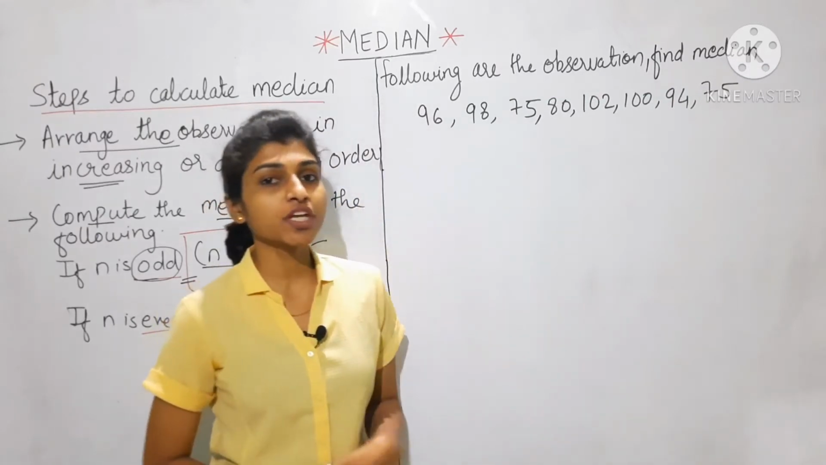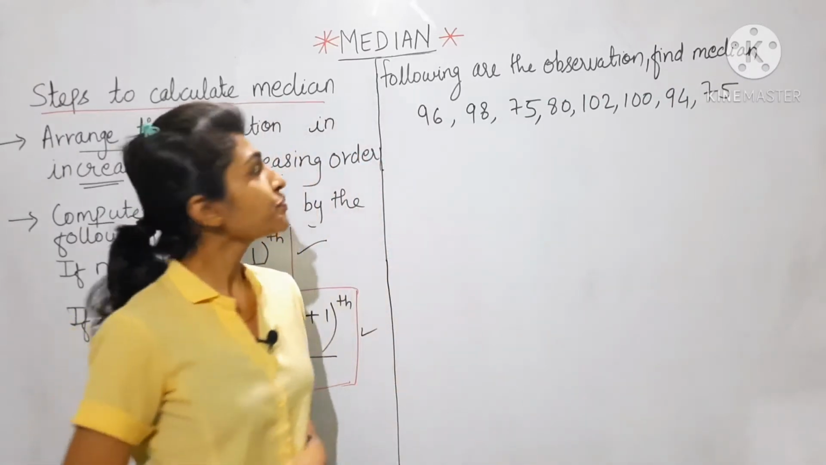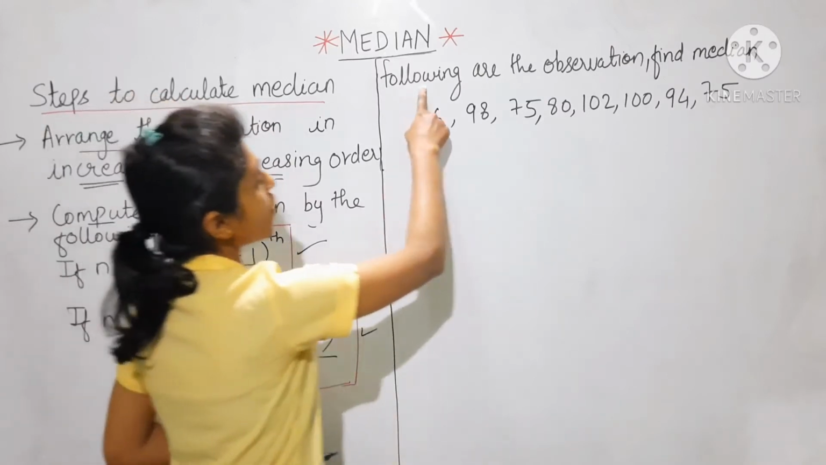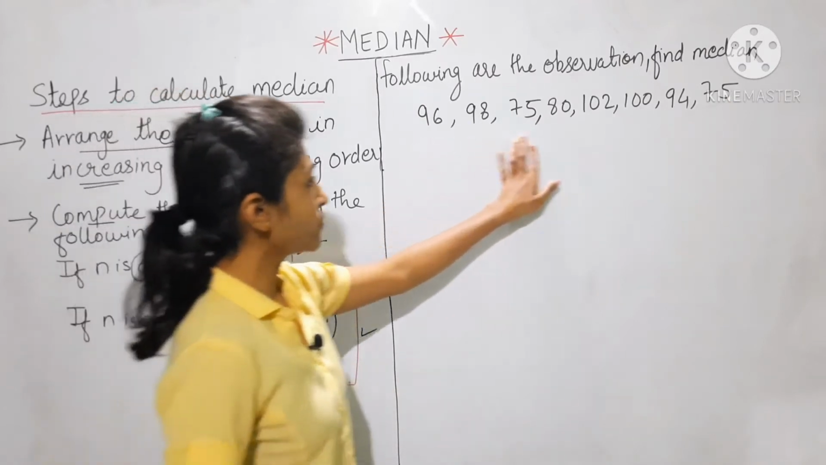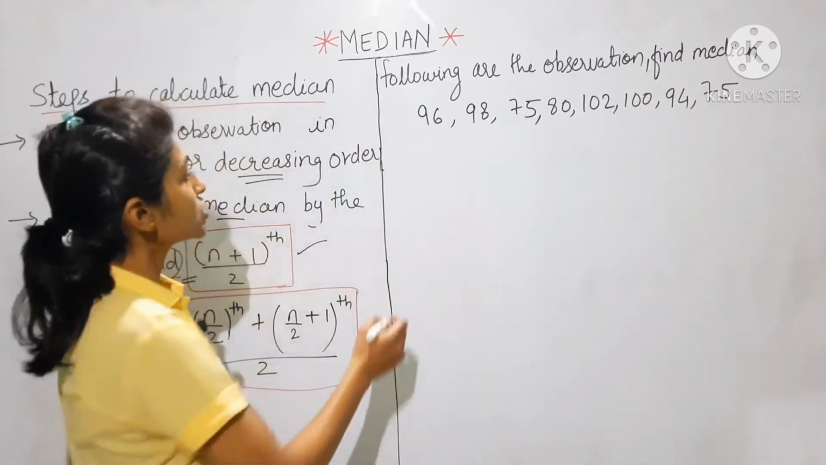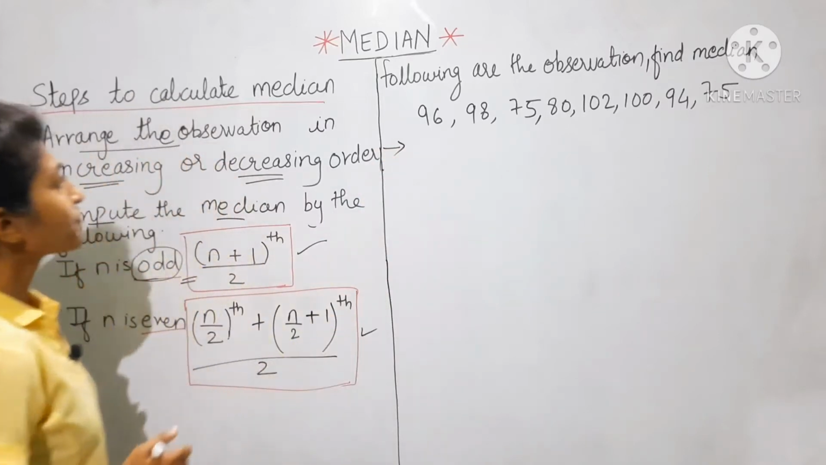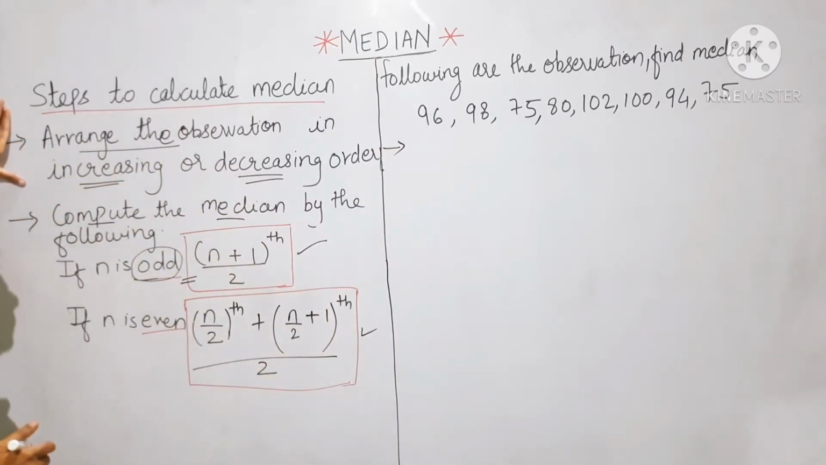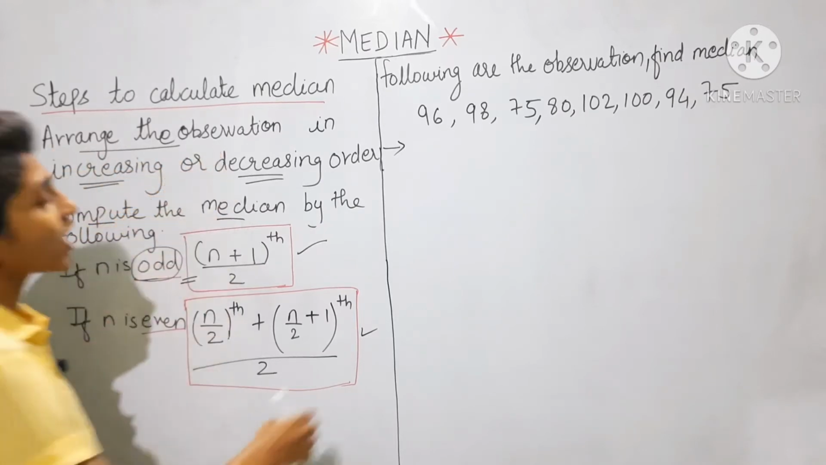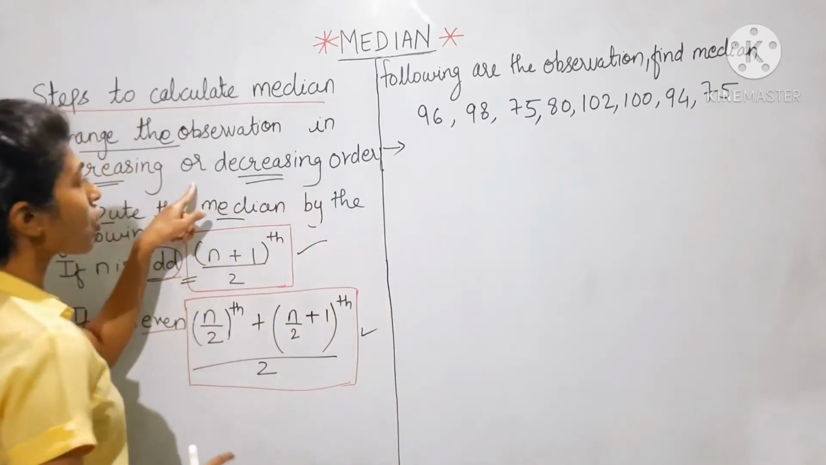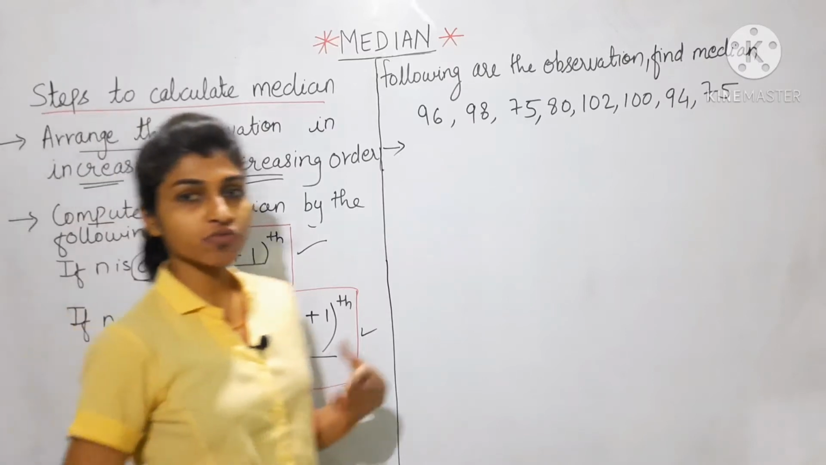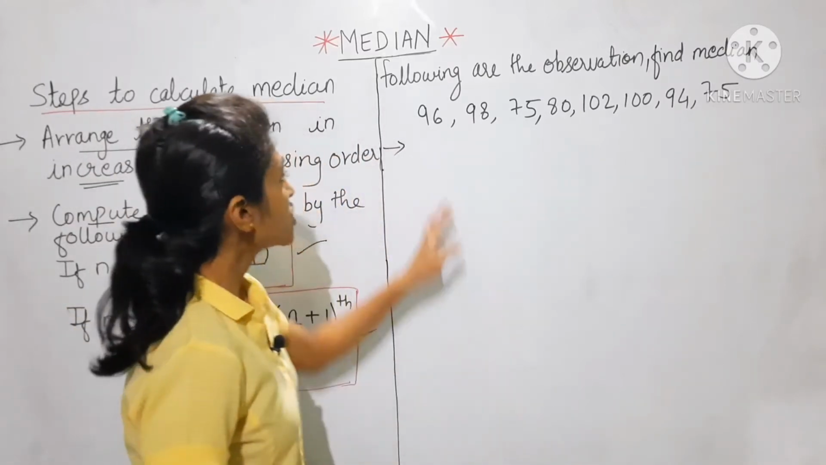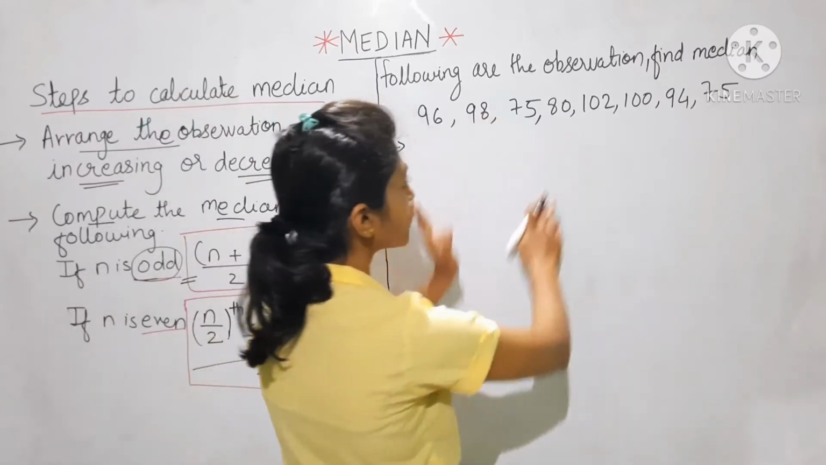Okay, so now we'll move to the next example of median. The next example is: following are the observations and we have to find the median. So this is the observation and we have to find the median. So, solution for this example, go according to the steps to calculate median. First step is what? Arrange the observation in increasing or decreasing order, and see whether the observation is odd number or even number.